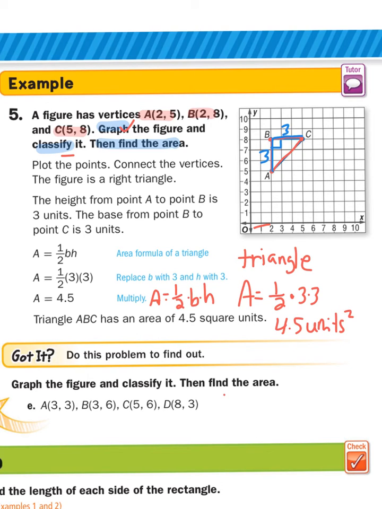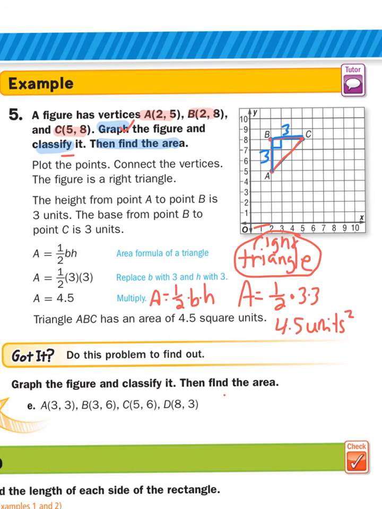Okay, now if you want to be fancy, you can say, hey, that triangle has a right angle in it, so when you classify it, it would be better to classify it as a right triangle, not just a triangle. Because you know what? A 1st grader could know that's a triangle. A 6th grader needs to know it's a right triangle.